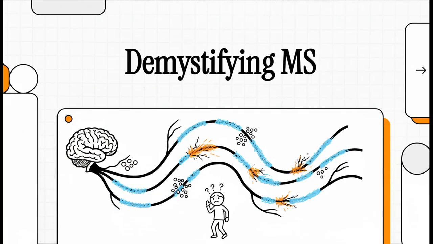So let's talk about multiple sclerosis, or MS. You've probably heard of it, right? It affects millions of people, but honestly, it can be pretty confusing. In this explainer, we're going to break it all down and demystify what's really going on inside the body.